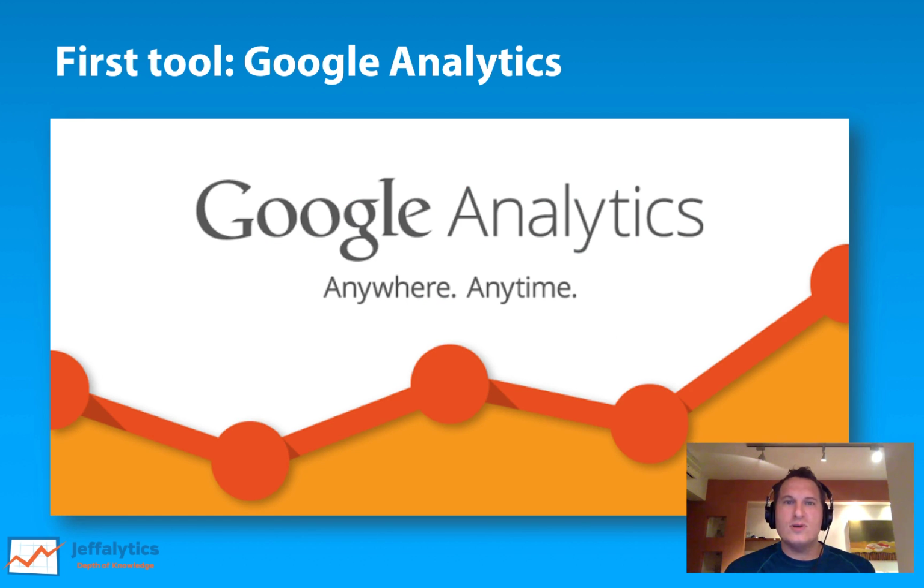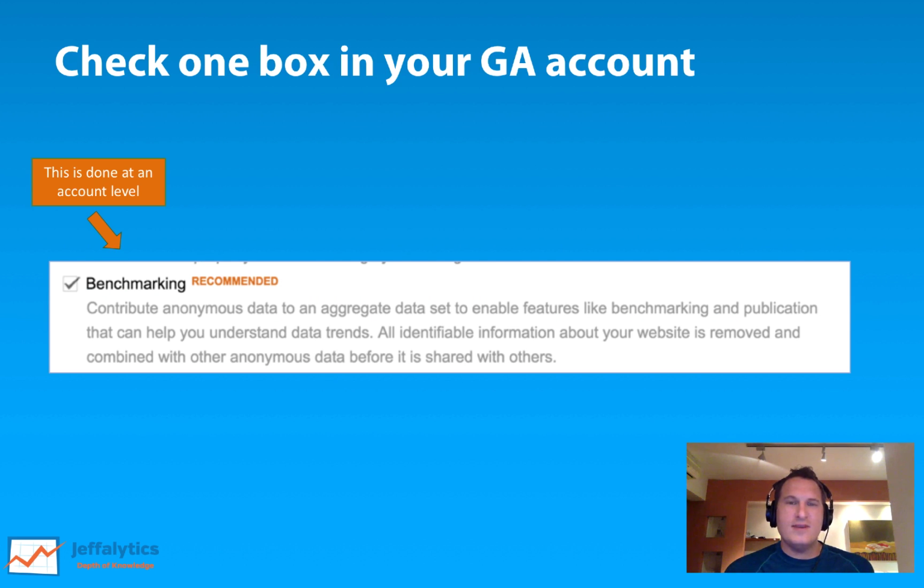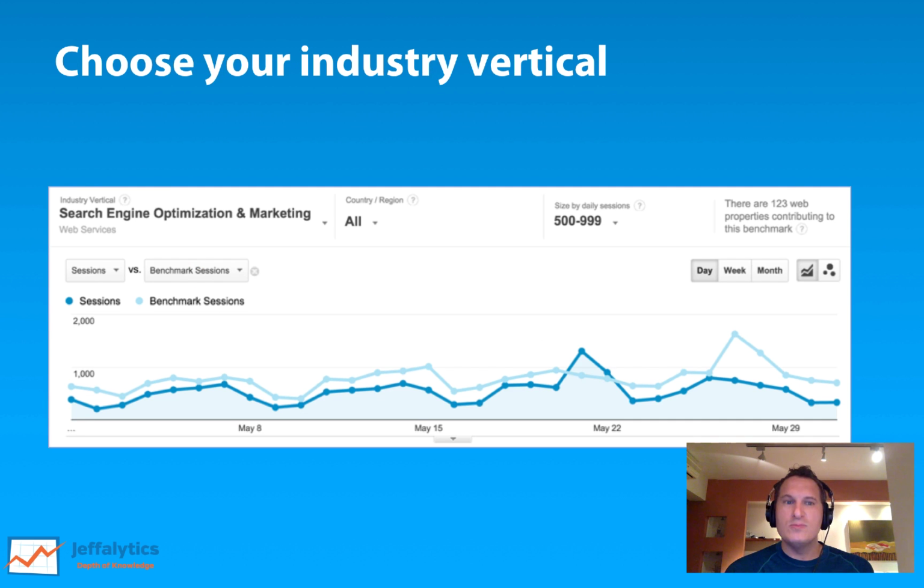And so the first tool we're going to use for this is Google Analytics to get some ideas as to what we can look at here. So in particular, we're going to look at the benchmark reports in Google Analytics. And this is a tool that you do need to configure within your own data and your own website. If you check this box for benchmarking, then you're going to find that your account has these benchmarking reports enabled.